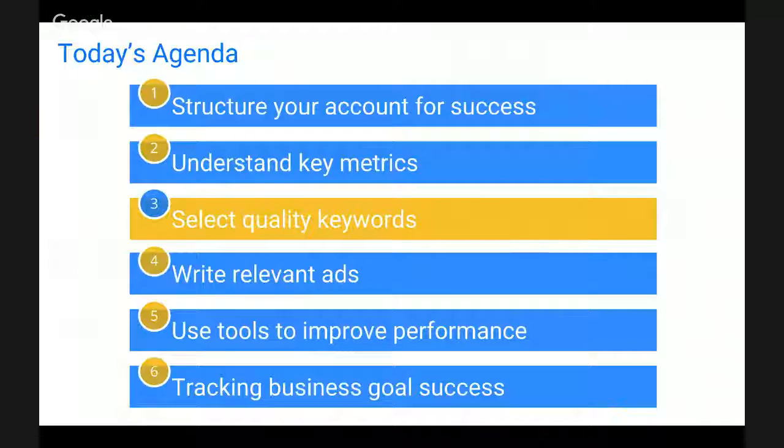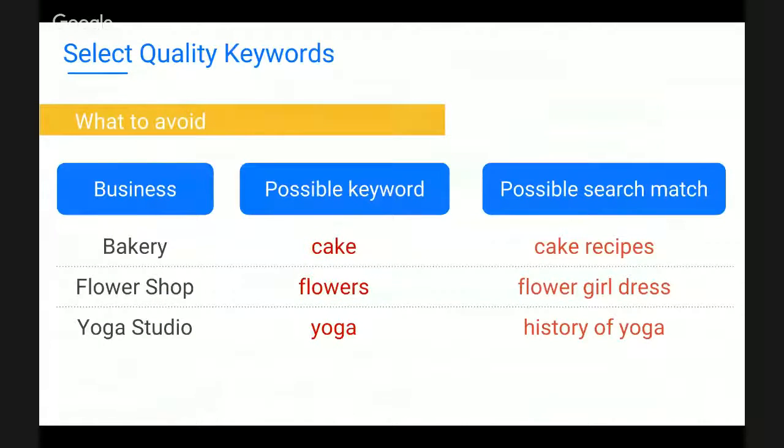Now, a very important point, which is selecting quality keywords. Let's start by looking at the example on our screens now. Let's say that I were a bakery. Now, if I were a bakery, there is a very great chance that one of my keywords would have been the word cake. It makes absolute sense because that is what I'm selling at the end of the day. But now, what can happen in this scenario is, if people go to Google and do a Google search with the words cake recipes, it might end up triggering our ad.